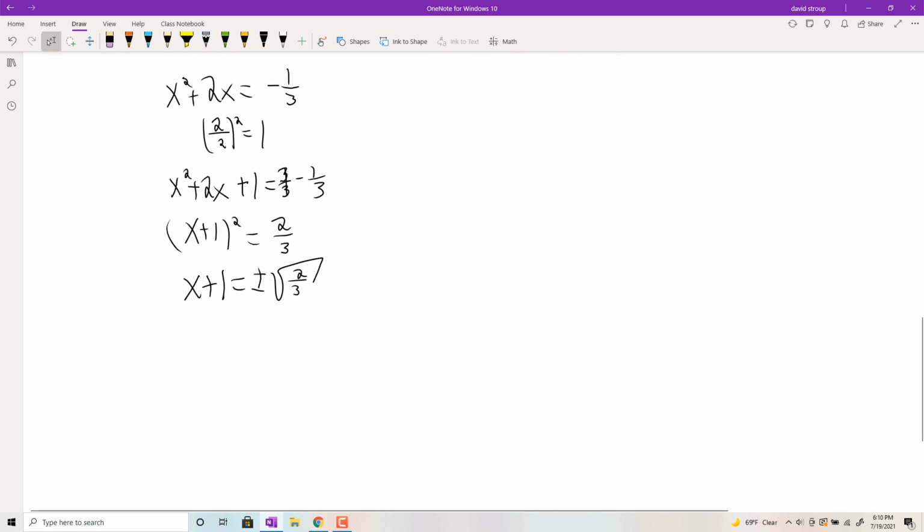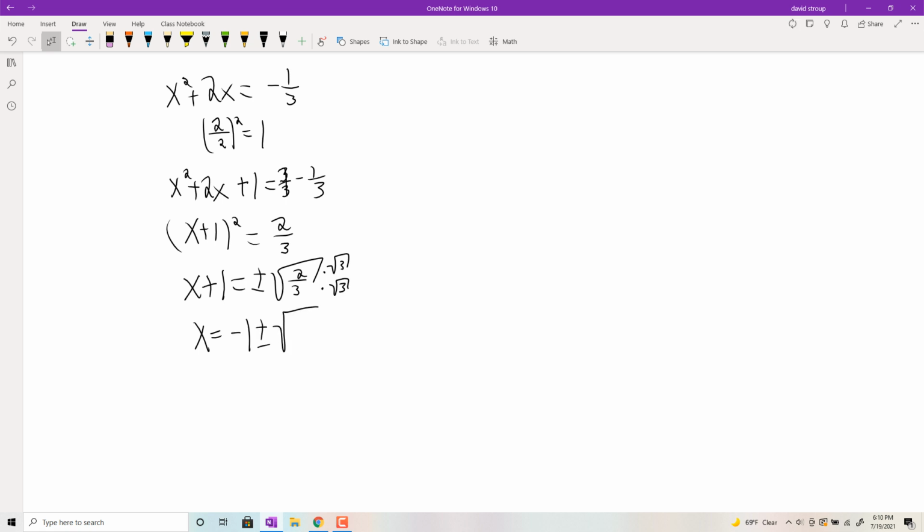Okay. Move the 1 over. I'm going to have to rationalize this thing, so the square root of 3 on top and bottom should do it. But anyways, we got negative 1 plus or minus the square root of, whoops, I rationalized. And the numerator has square root 6, and the denominator square root 9, which of course is just 3. So negative 1 plus or minus root 6 over 3.